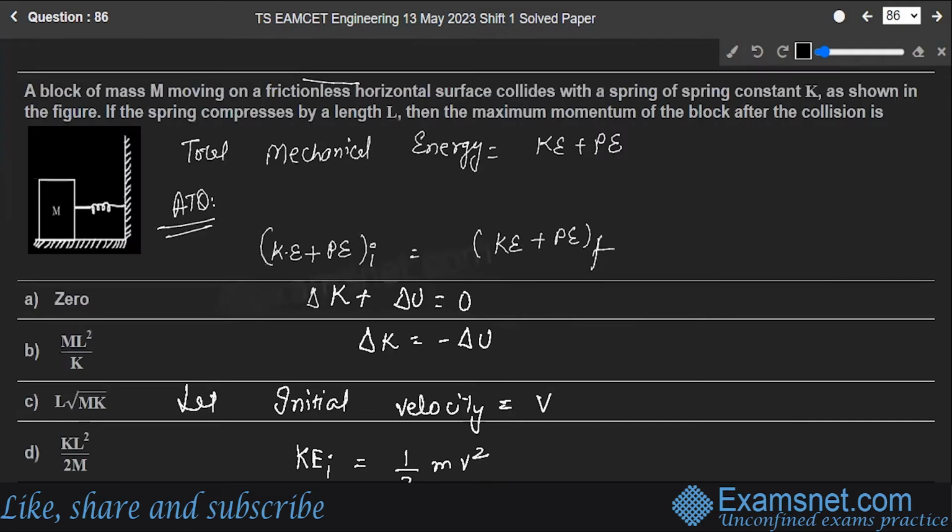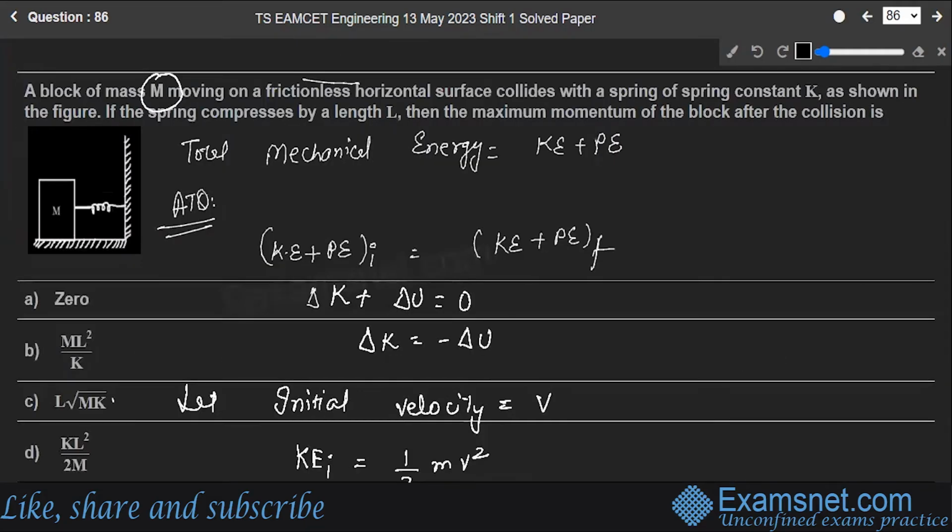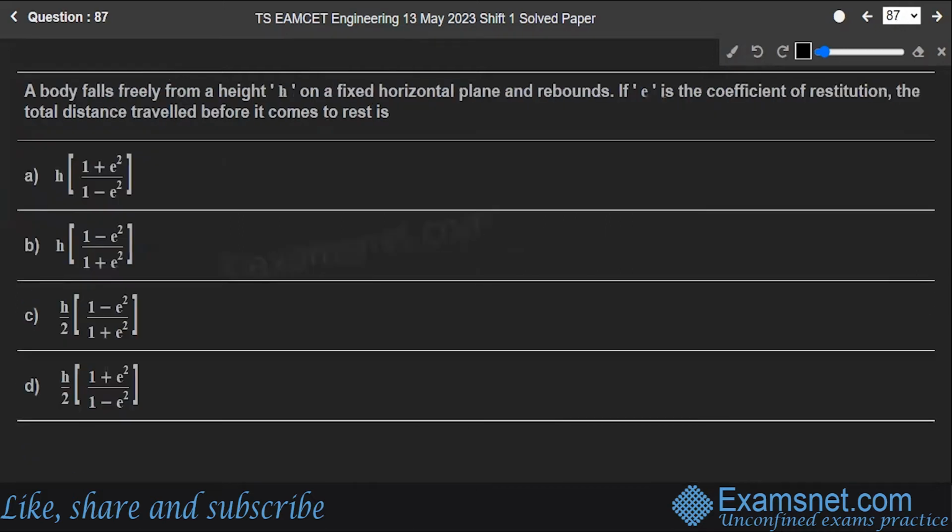Right. So here you have one more thing, that the mass M is given to you. So I'll convert this small m. This will be equal to M into K, okay, there will be capital M. So you have option C as the correct answer. Hope you understood that. Next is question 87.